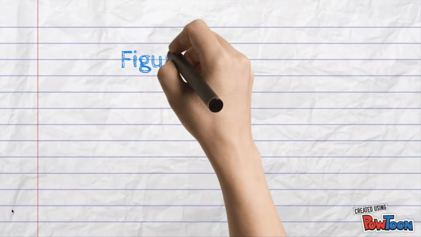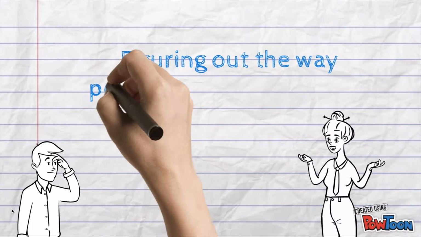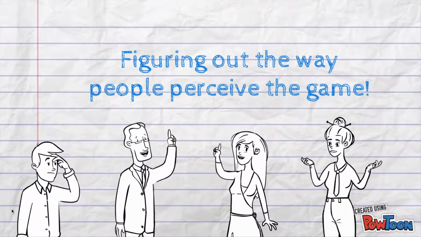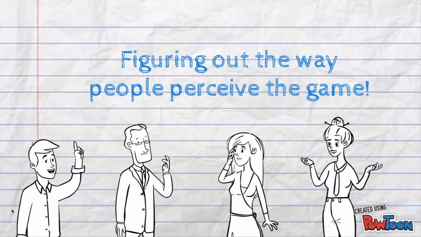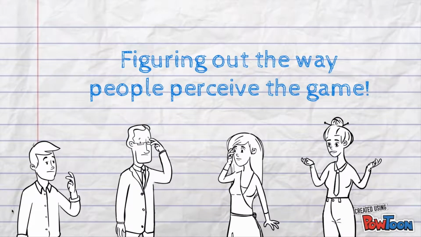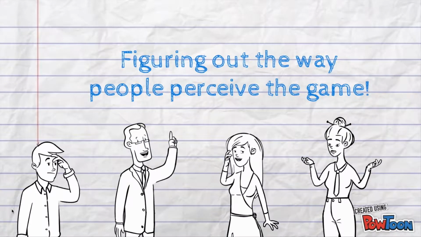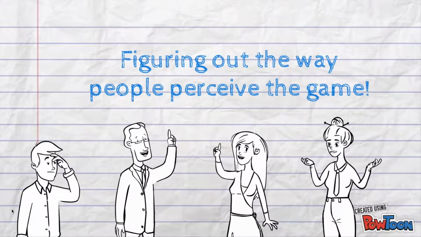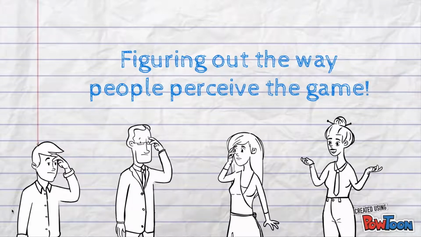Figuring out the way people perceive the game is important, because it influences the moves they make. These differing perceptions not only have a subtle influence on how the game is played, but are a fundamental part of the game itself. The devices used to shape perceptions are tactics.